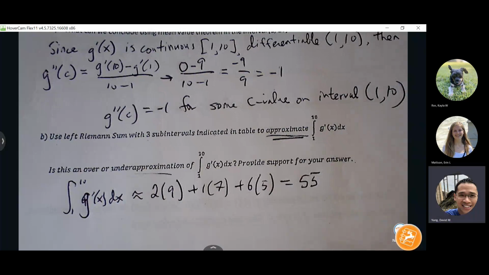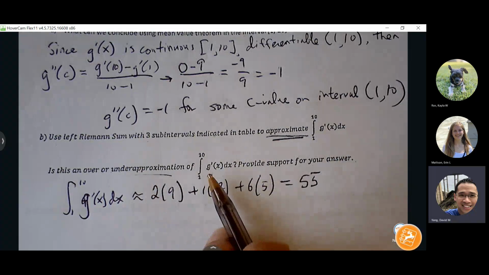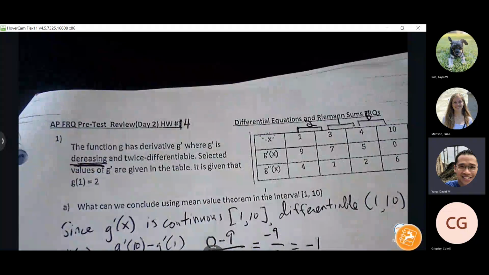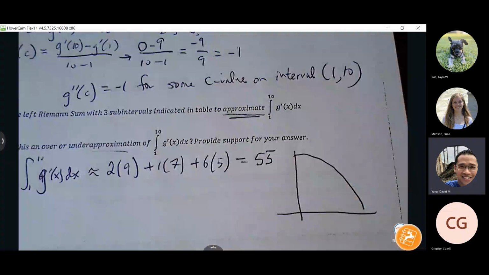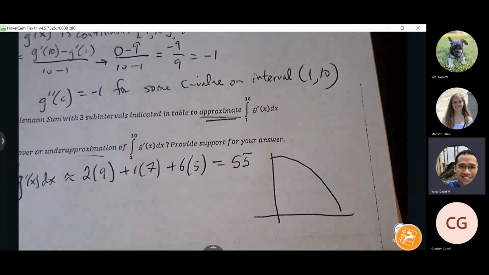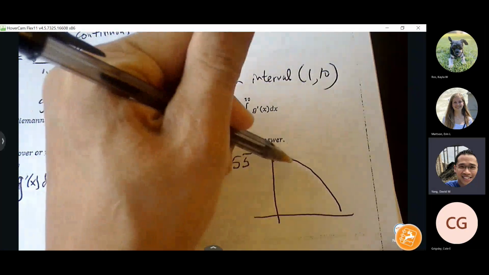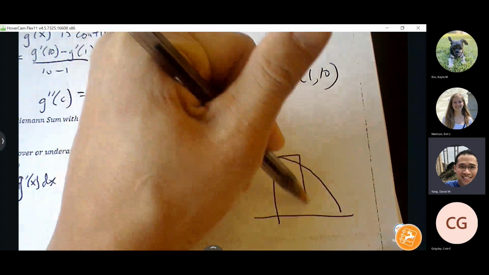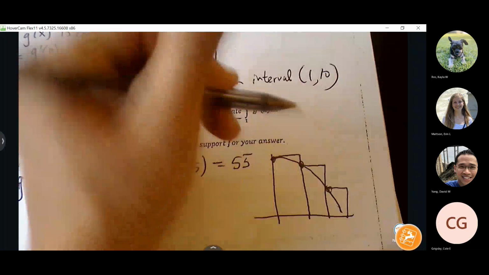Now, it says, is this an over or under approximation of the actual value of the definite integral of g prime from 1 to 10? Well, the hint here is that this g prime graph is always decreasing. So if my graph is always decreasing and I have a left Riemann sum, what do you think? I'm attaching every left endpoint of every rectangle to the curve, and then I'm creating my rectangle, so it's an over approximation.